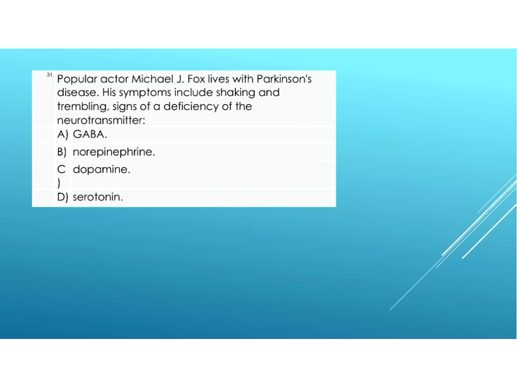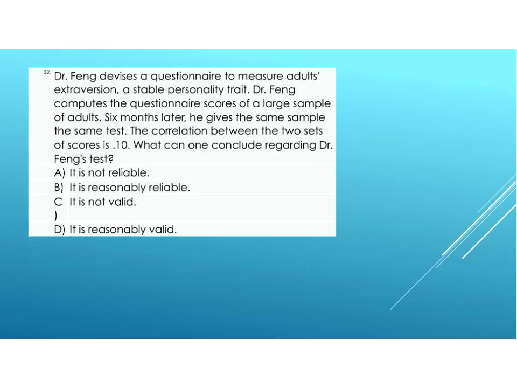We had the Michael J. Fox question. We had just done the neurotransmitter review on Tuesday. This one should have been better than half of you guys getting it right. What's the answer here? The connection for Parkinson's as well as for schizophrenia was dopamine. So C yet again. How about the next one?